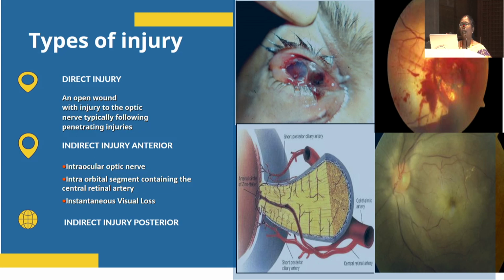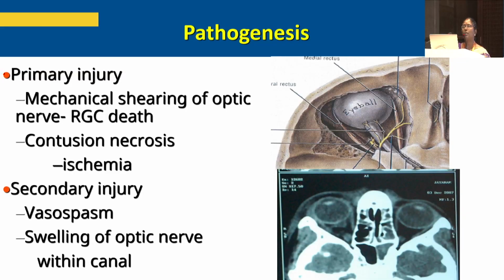The direct type is where you have a penetrating injury to the optic nerve, as shown in the diagram. In the direct type, you can find structural damage which is seen in the fundus, whereas in the indirect type the intracanalicular portion is affected, where the fundus is absolutely normal and you have vision loss. The pathogenesis of vision loss here is by mechanical factors. The next is secondary injuries because of vasospasm as well as edema within the optic nerve.